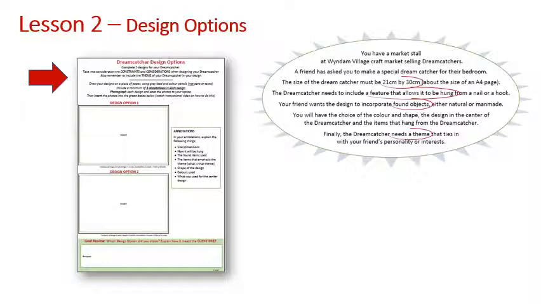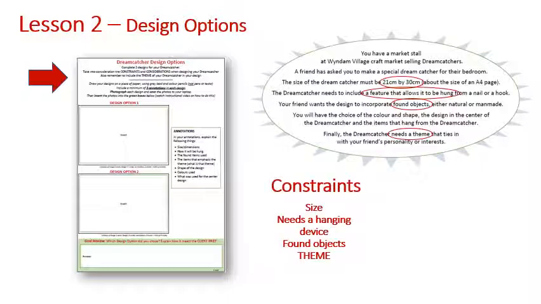Now if we circle all the constraints for you, there we go, they're the constraints. Must be 21 to 30 centimetres in size. A feature must be included that allows it to hang. Found objects must be included, and it needs to have a theme, so it must have a theme. So they're certainly constraints. So if you got those right in the last worksheet, well, you're doing good.